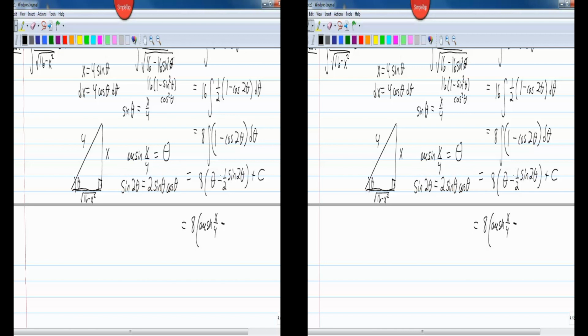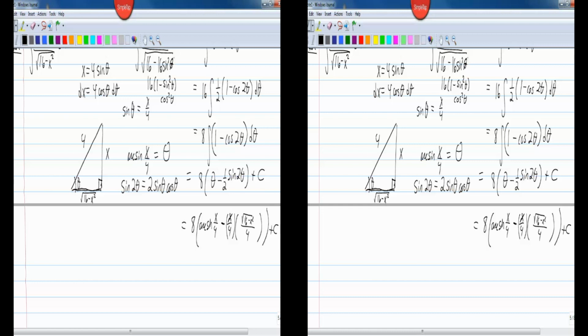So I have a 1/2 in front of mine. So if I plug in 2 sine theta cosine theta, the 1/2 and the 2 cancel out. And so I just have sine of theta times cosine of theta. So I need to figure out what is sine of theta. Well, you know what sine of theta is. It's opposite over hypotenuse, x over 4. So that's sine of theta times what is cosine of theta. Cosine is adjacent over hypotenuse. So it's the square root of 16 minus x squared over 4.